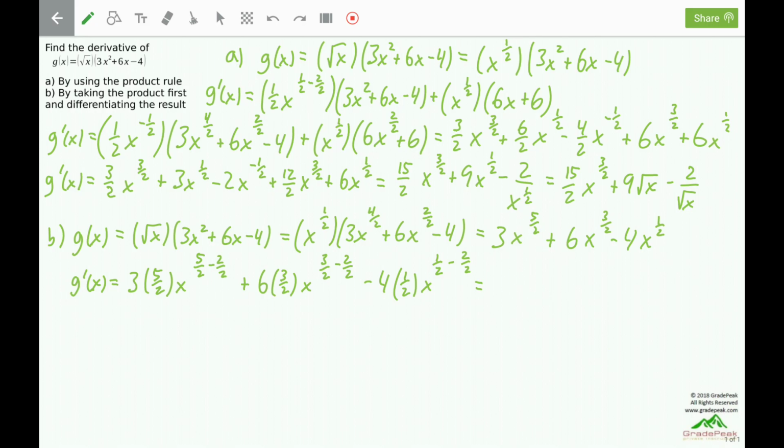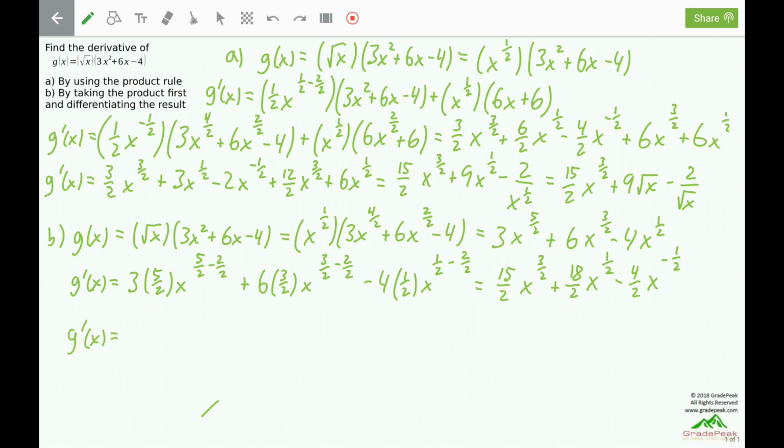Three times 5 halves is 15 halves. X raised to the 5 minus 2, which is 3 halves, plus 6 times 3 halves is 18 halves. X to the 3 minus 2, which is 1 half. And then minus 4 times 1 half is negative 4 halves. X to the 1 minus 2, which is negative 1 over 2.